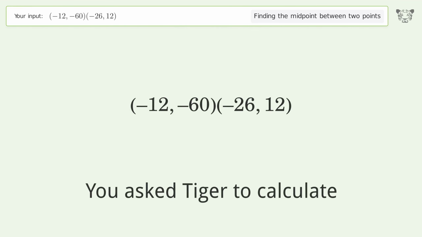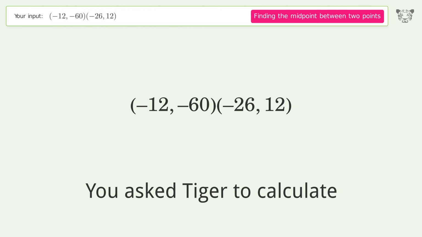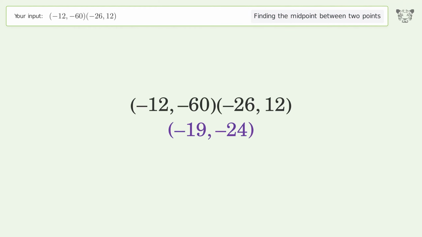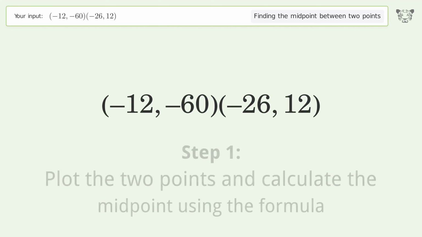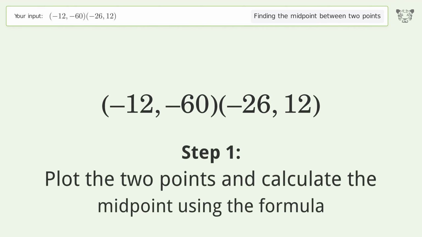You ask Tiger to calculate. This deals with finding the midpoint between 2 points. The midpoint between the 2 points is -19, -24. Let's solve it step by step. Plot the 2 points and calculate the midpoint using the formula.